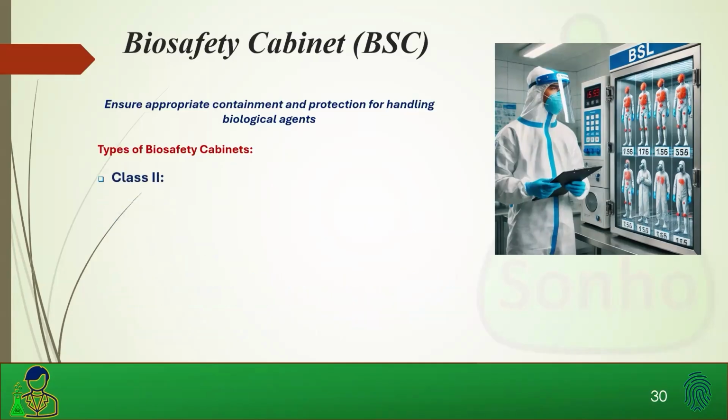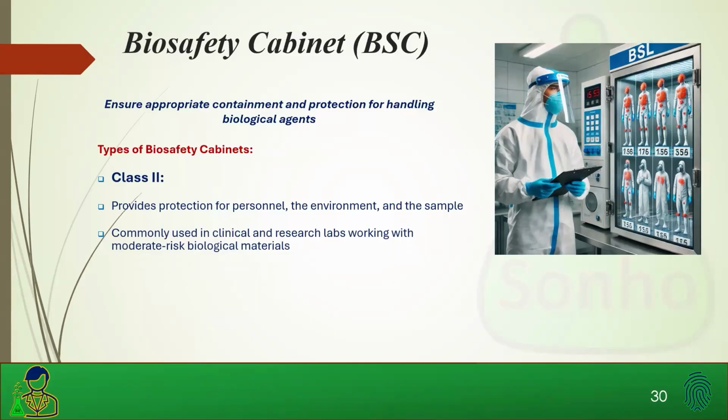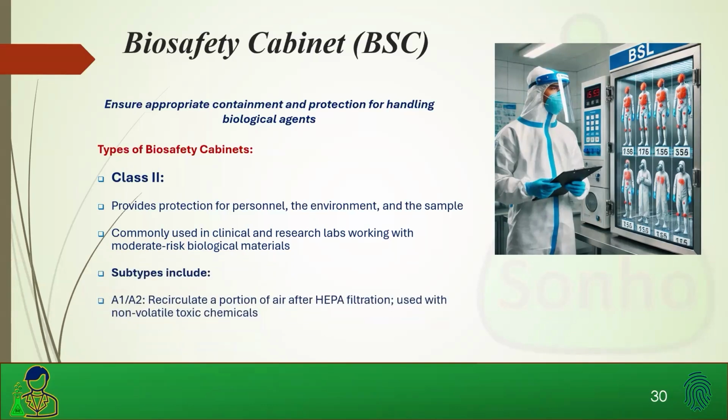and we have class 2. If you are in a BSL-2 environment, you need a class 2 biosafety cabinet or higher. This provides protection for personnel, the environment, and the sample. It is commonly used in clinical and research laboratories working with moderate risk biological materials. Subtypes include A1 and A2. They recirculate a portion of the air after being filtered, used with non-volatile toxic chemicals, or B1 and B2. These exhaust directly to the outside and they're used with volatile toxic chemicals.